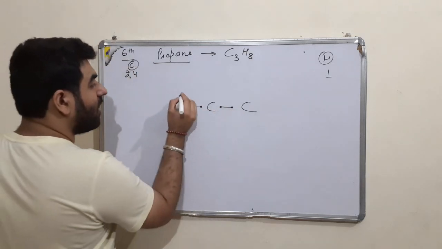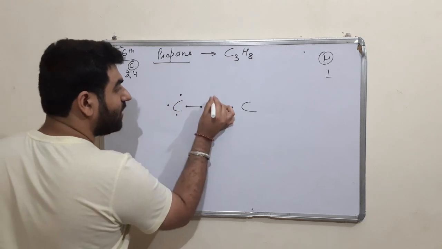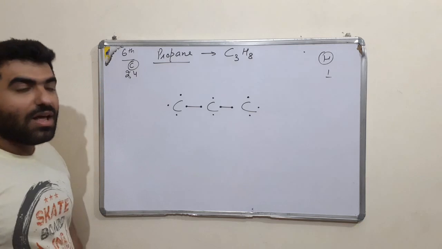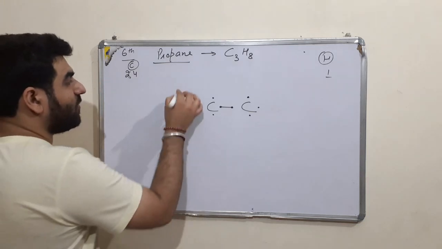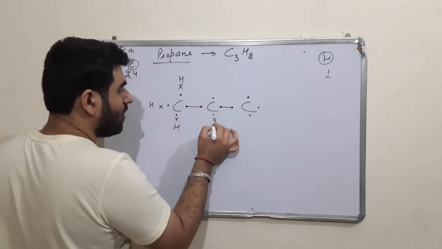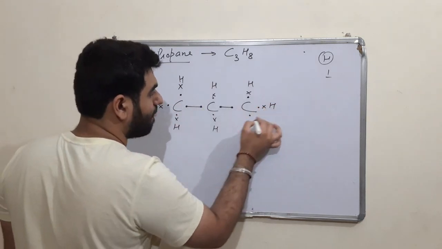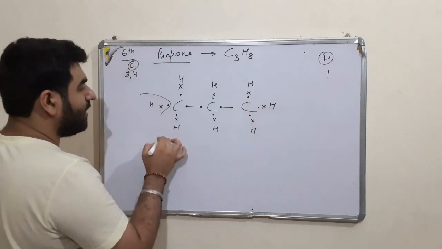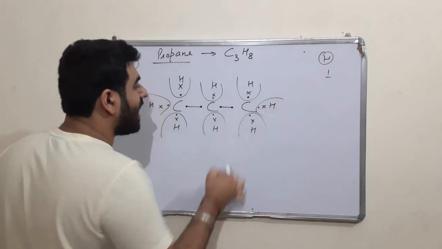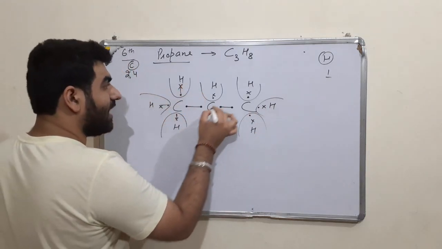Now how many electrons are left? 1, 2, 3, 4. 1, 2, 3, 4. 1, 2, 3, 4. Alright, around each corner we require the hydrogen. So around all the corners there is hydrogen. So again they will complete their duplets like this, and the carbon will complete their octet, and there will be the bond formation like this.